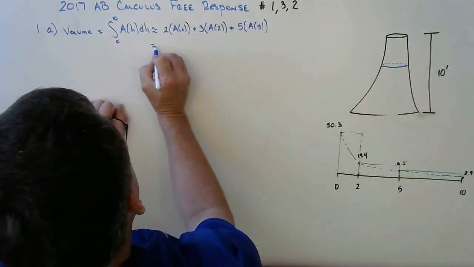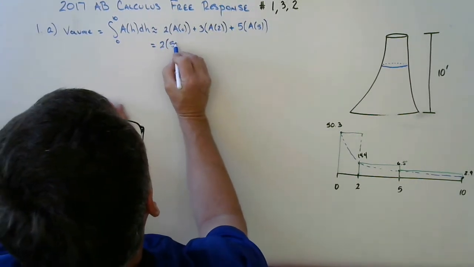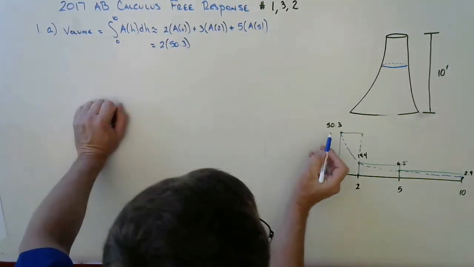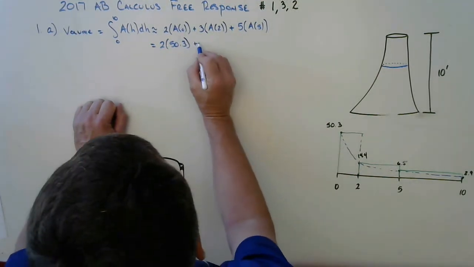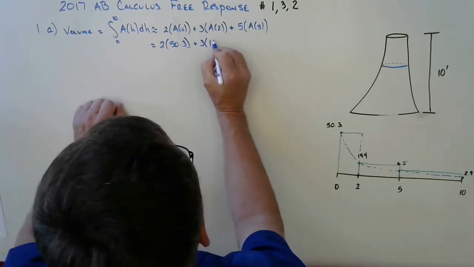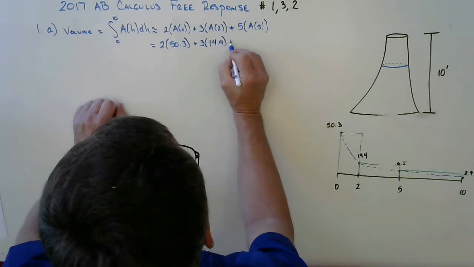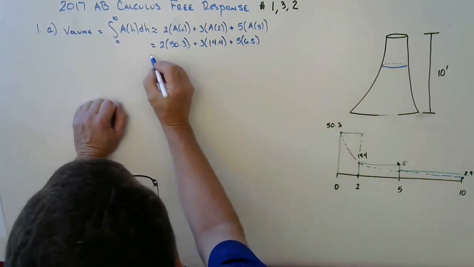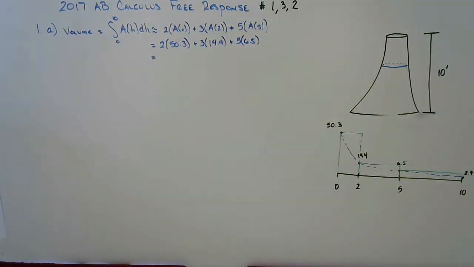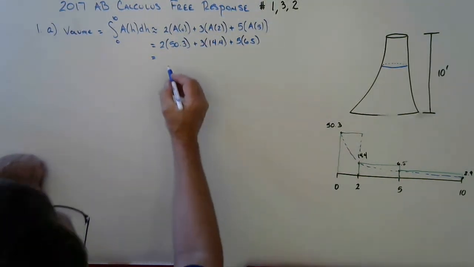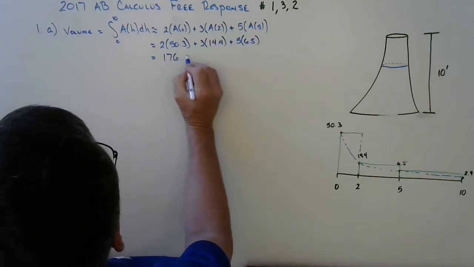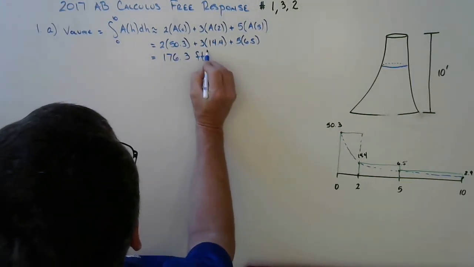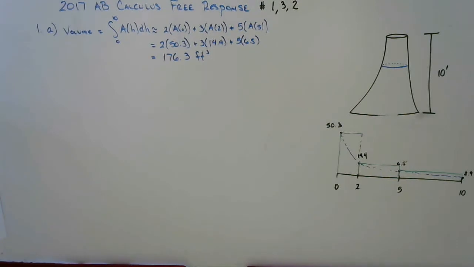So what do we get here? We get 2 times 50.3, left-hand side, plus 3 times 14.4, plus 5 times 6.5. And if we do our arithmetic and work that out, we get 176.3 cubic feet. Okay, so that's our estimation for the volume of our tank. We indicated the units of measure.